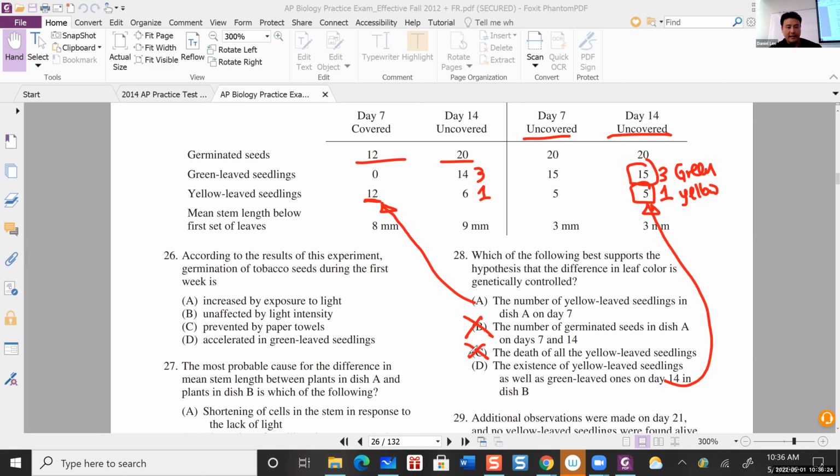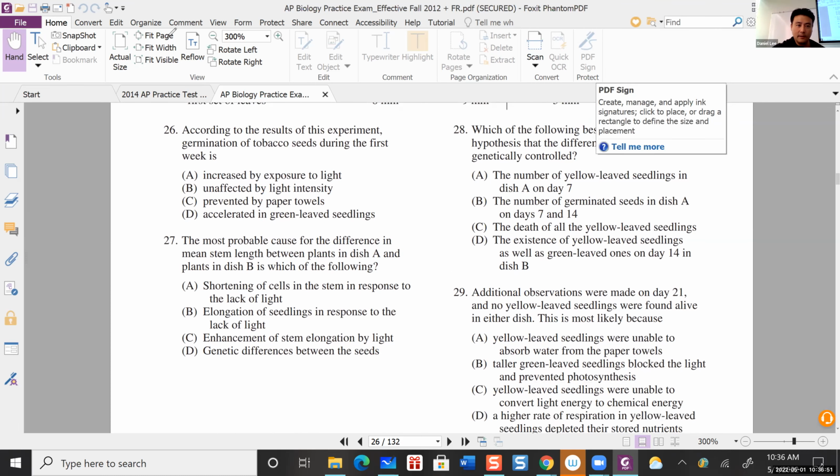So between A and D, which one shows that the color of the leaves is genetically controlled? I think the best answer is D, because there are still yellow ones, and the yellow and green ones appear whether you have light or dark, yeah? So I think D would be the most decisive support, okay? All right, let's look at the next one. So that was a little bit harder, I think, but you have to eliminate, okay, guys? The key skill in AP multiple choice, you gotta eliminate.